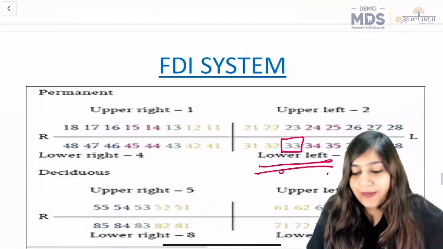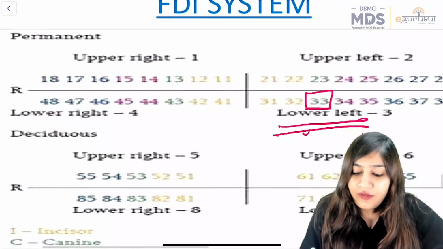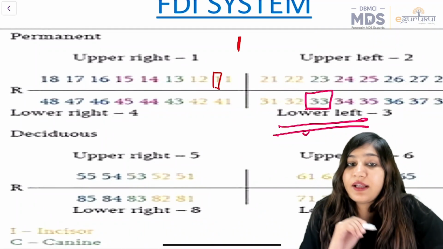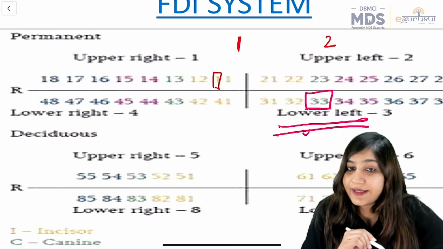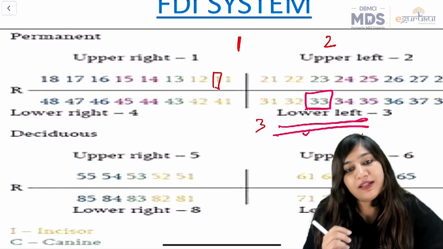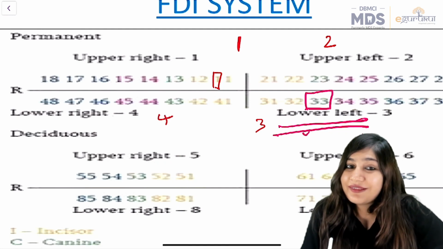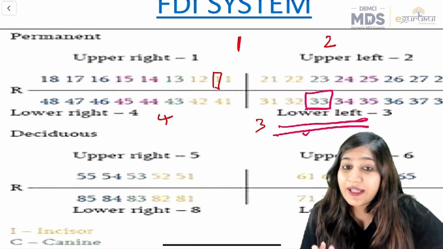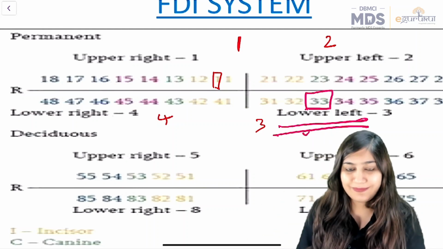So for permanent teeth, FDI system has first digit 1, which is for maxillary right quadrant, 2 for maxillary left quadrant, 3 for mandibular left quadrant, and 4 for mandibular right quadrant. So these are our first digit representing the quadrant, being right or left or maxillary or mandibular.